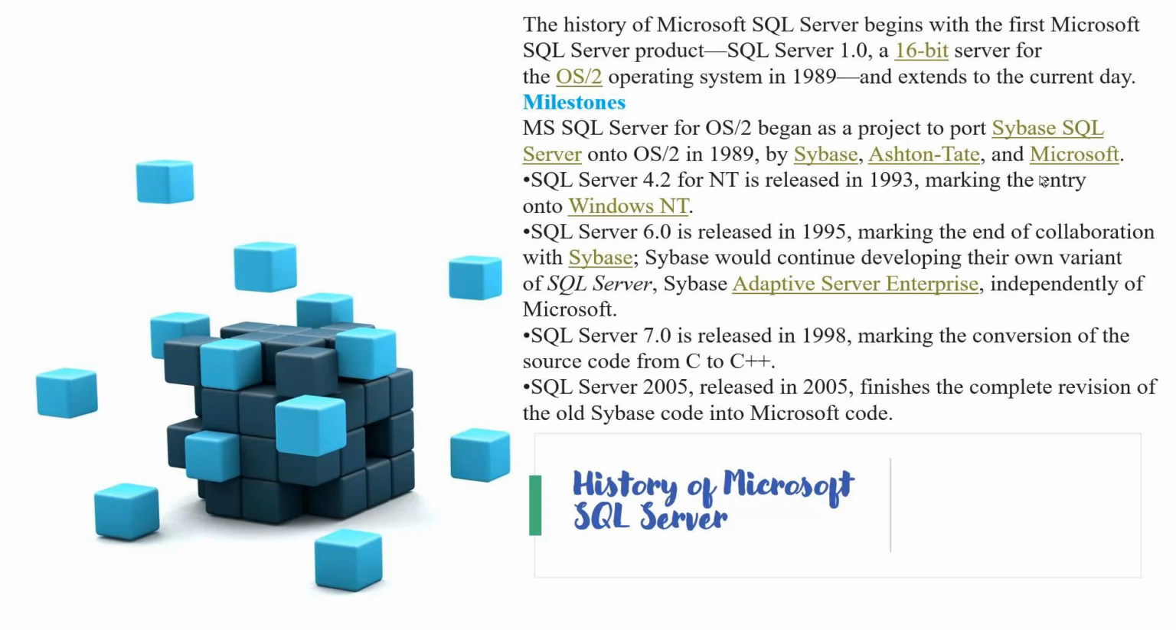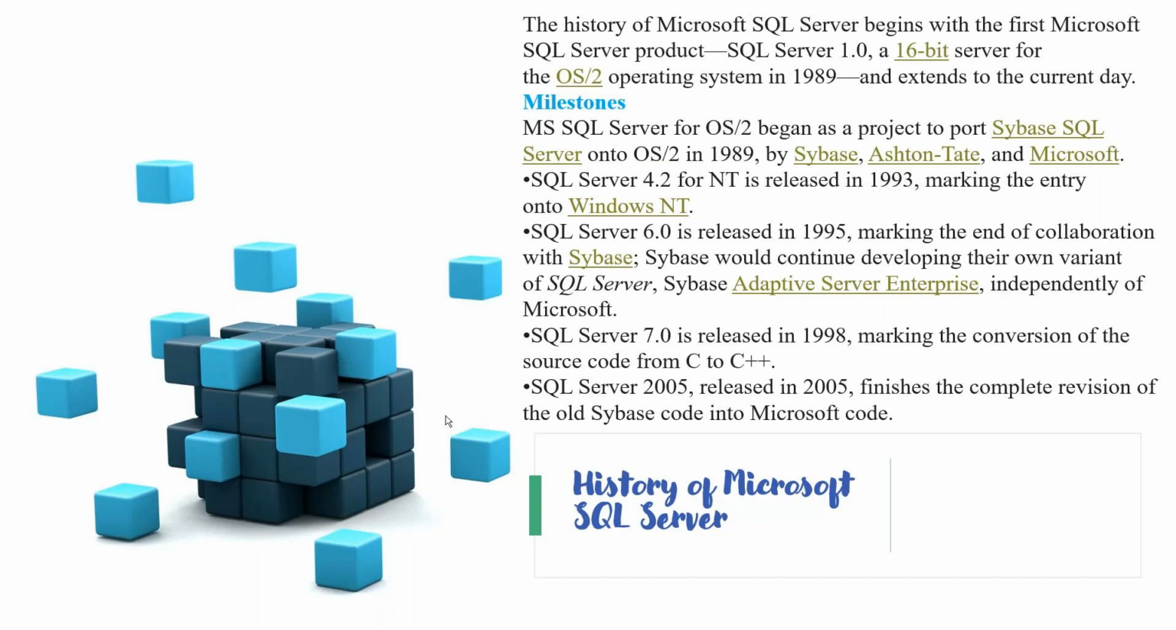In the year 1989, Microsoft designed one database called SQL Server 1.0 with a 16-bit operating system on top of the OS/2 operating system. So Microsoft and Sybase and Ashton-Tate worked together. These three organizations designed completely a database called SQL Server database.